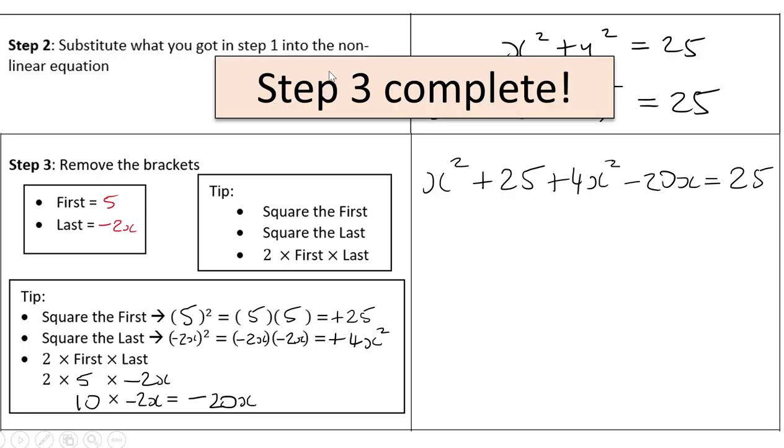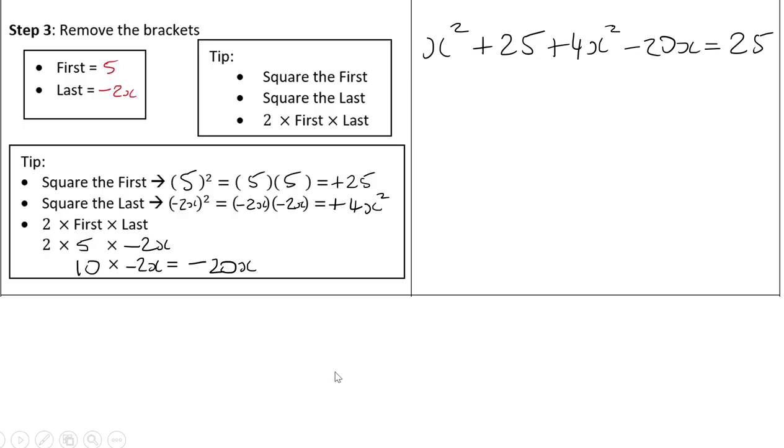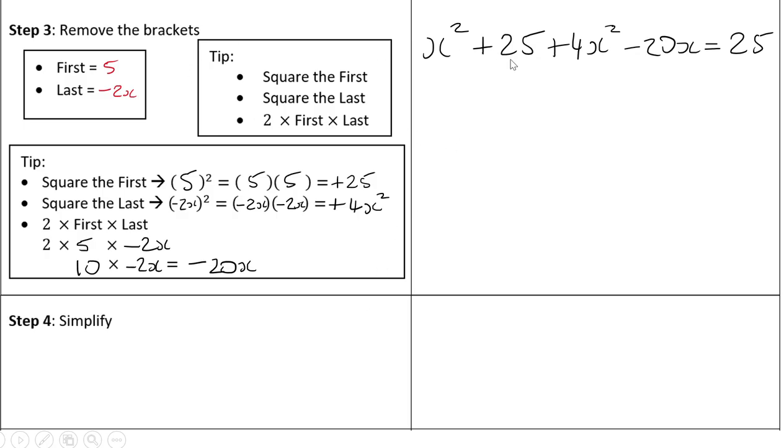So that is removing the brackets, that's step 3 complete. In your exam paper, you'd have it down like this, and you'd write down square the first, 25, square the last, plus 4x squared. Remember, square minus 2x, minus by minus is plus, 2 by 2 is 4, x by x is x squared. 2 times the first, 2 times 5 is 10, times the last, times minus 2x, gives you minus 20x, and that's that. So that's step number 3 complete.